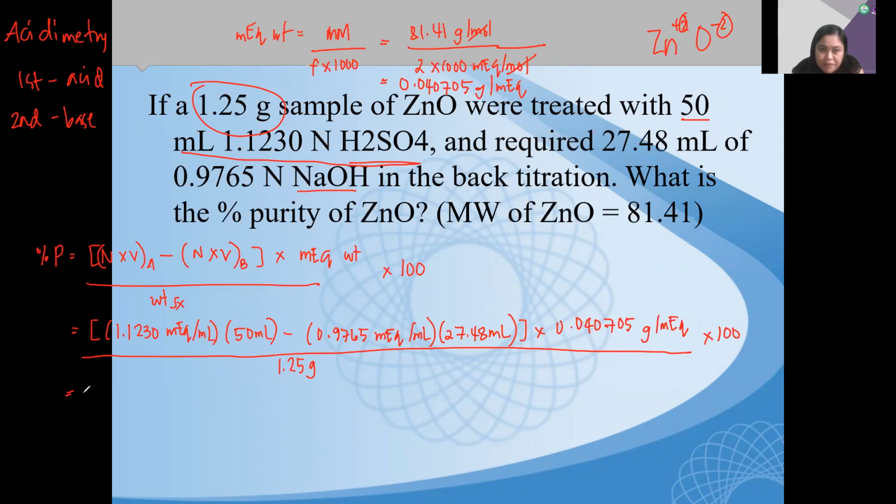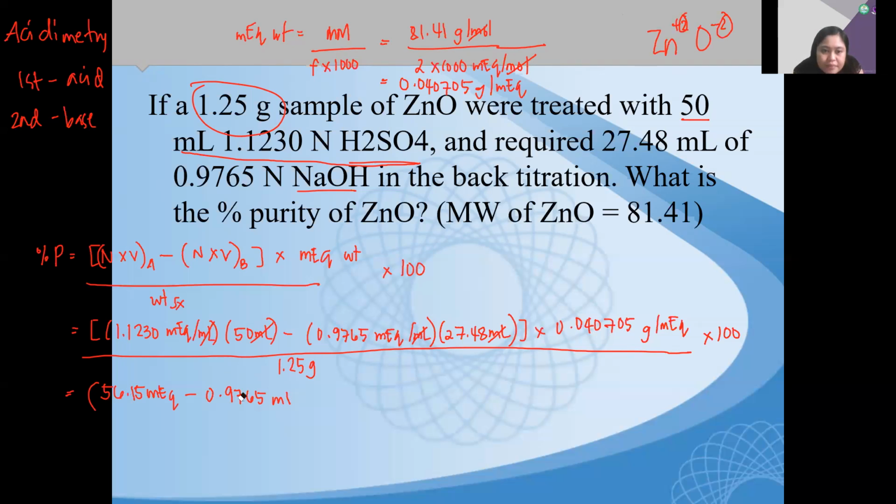1.1230 times 5, 50, I did it 5. Times 50 is 56.15, cancel the ml. This is in MEQ, minus 0.9765 times 27.48. Cancel the ml also. So, ang maiiwan MEQ.